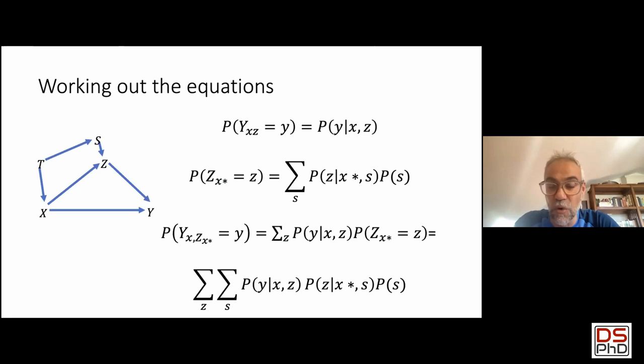Z is on the directed pathway. So X joint with Z is the set of all epsilon parents. So I can say this. The probability of Z do X, well, we can calculate this quite simply by using the backdoor criterion.